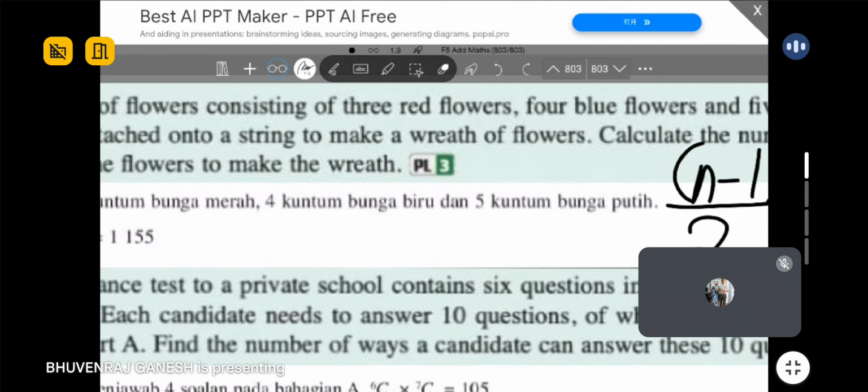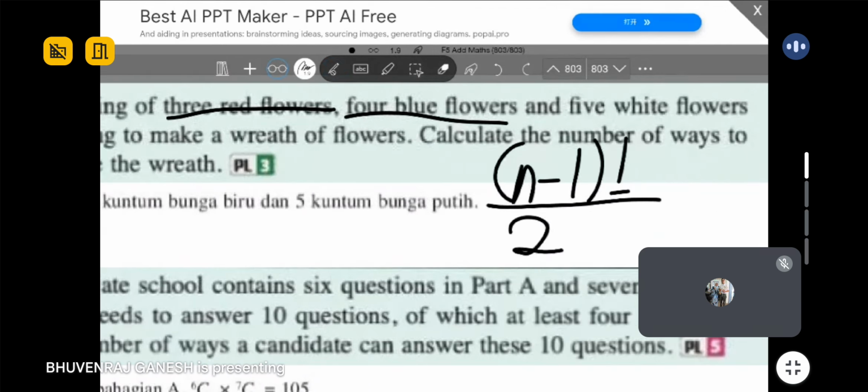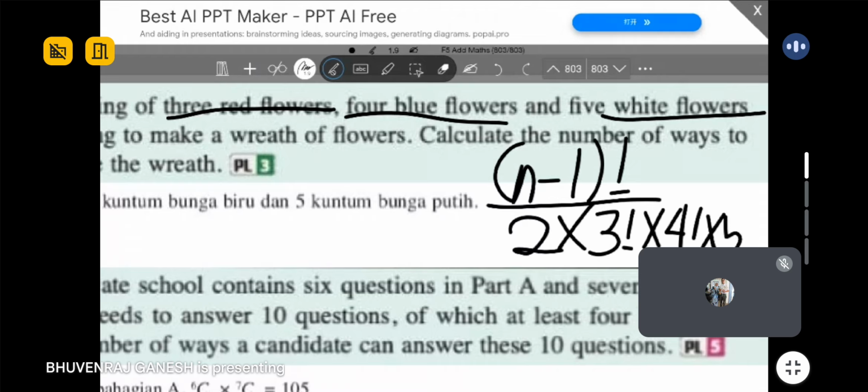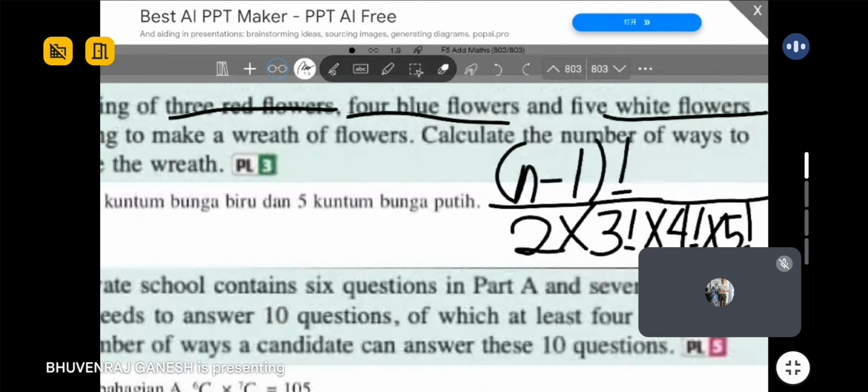So now guys, 3 red flowers, 3 merah, 4 biru, 5 putih. So guys, what are all these? These are identical object. Okay, object serupa. So means that times 3 factorial times 4 factorial times 5 factorial. Okay, are you all clear, guys? So this is the answer. N is equal to 12. Okay, so you substitute 12 in your answer.